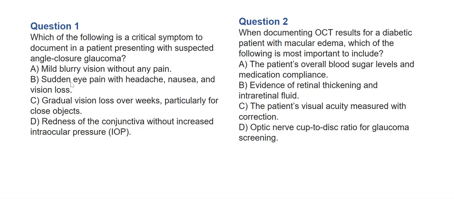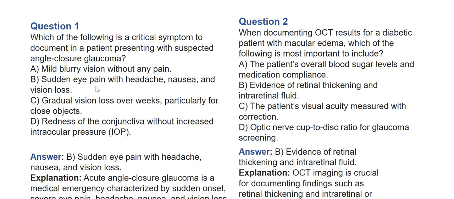Definitely the answer here would be B. Sudden eye pain with headache, nausea, and vision loss, as acute angle closure glaucoma is a medical emergency characterized by sudden onset severe eye pain, headache, nausea, and vision loss, often with elevated IOP. Proper documentation of these symptoms ensures rapid intervention and reduces the risk of permanent blindness.